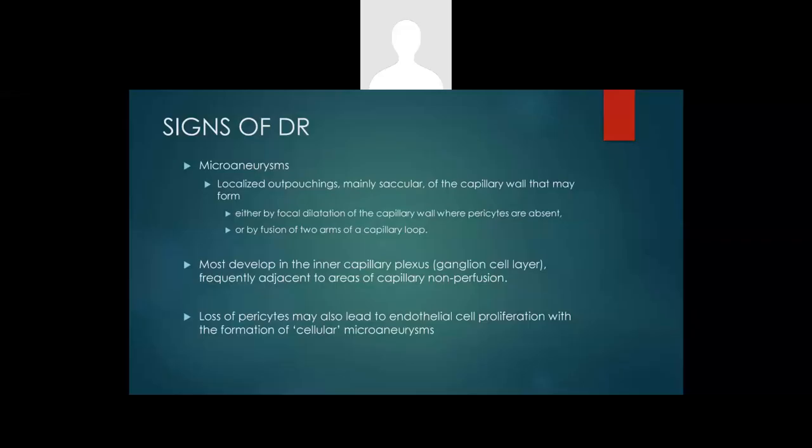These microaneurysms mostly develop in the areas adjacent to capillary non-perfusion, mainly in the inner capillary plexus, near the ganglion cell layer. This loss of pericytes may also lead to endothelial cell proliferation with the formation of cellular microaneurysms.